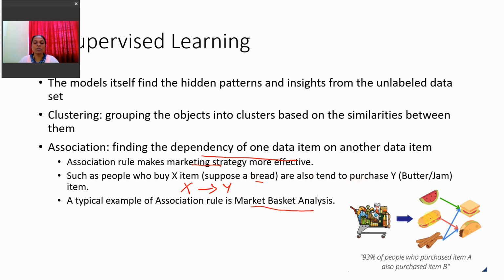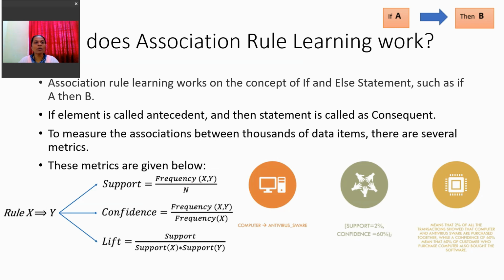Based on this association rule, you can get some confidence information, such as 93% of the people who purchased item A can purchase item B. So we can develop the association rules with some confidence level, which improves market analysis and prediction, or lets you find the association of one item with another item. Now, how does association rule learning work?